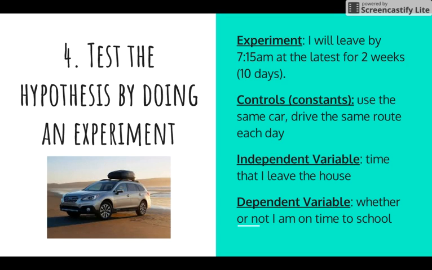My constant, or my control, in this experiment: I want to make sure that we drive the same car and that we drive the same route each day. My independent variable, the thing that I, the scientist, am changing, is the time that I leave the house, so that's earlier, 7:15. And my dependent variable, what depends on this independent variable, is whether or not I'm on time to school. So pretty much what time I get to school is the dependent variable, whether I'm late or not.